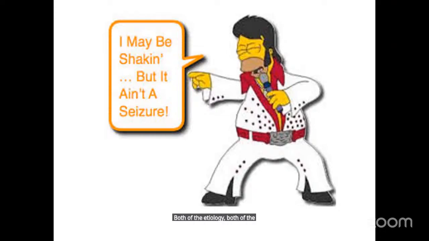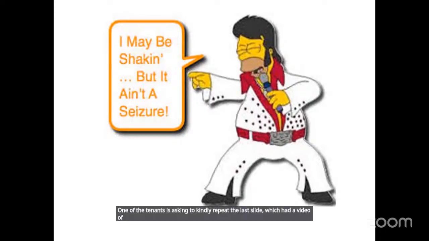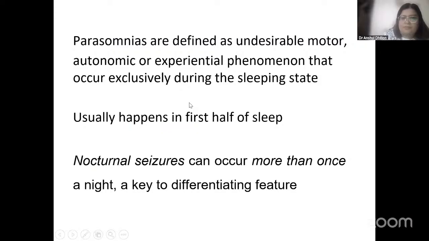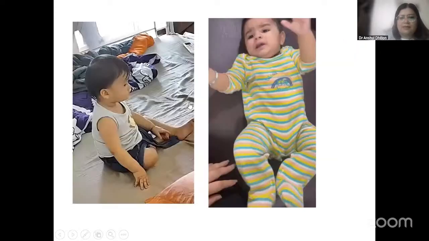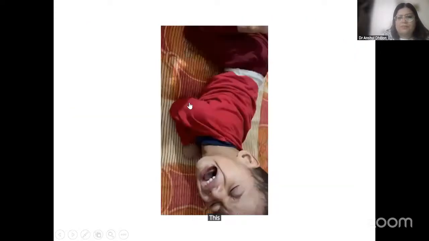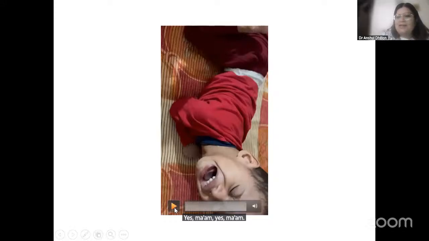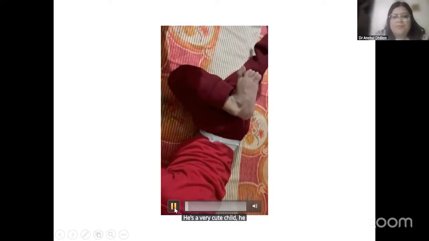One of the attendants is asking to please kindly repeat the last slide, which had a video of a child with opisthotonic posture in a red dress. The last slide? Okay. Red slide. This one, the last one, yes. I think this one, right? Yes, ma'am.